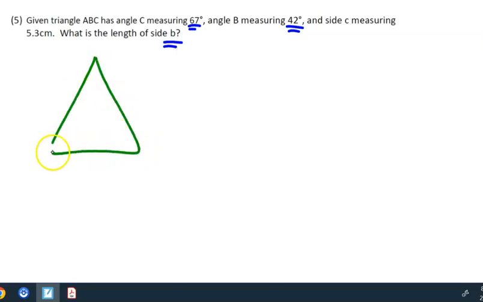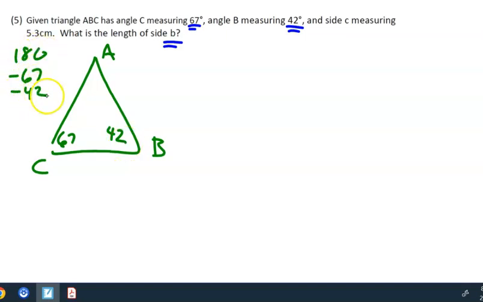Alright, so triangle ABC. Angle C is 67, angle B is 42. So I'm just going to go ahead and find angle A, since we have both angles here. So that's 109. So 110, so 71 will make the 180. You're told that side C, which is opposite angle C, is 5.3, and side B, which is opposite angle B, is the side we're looking for.